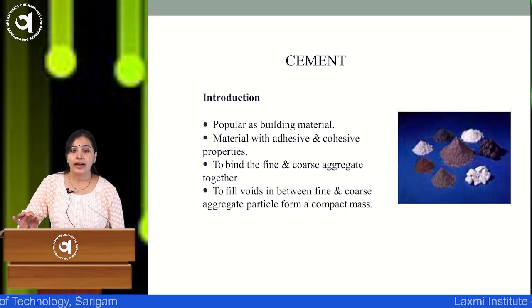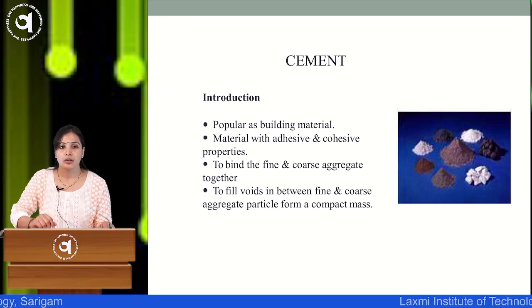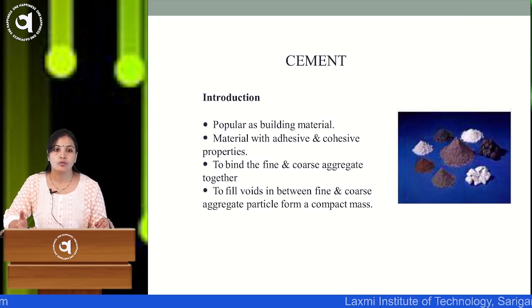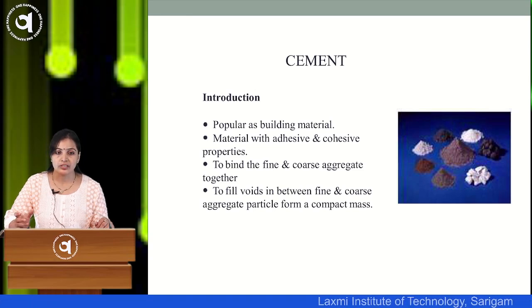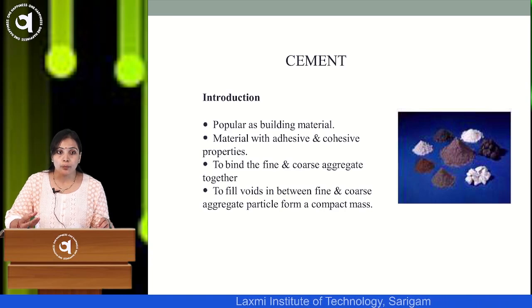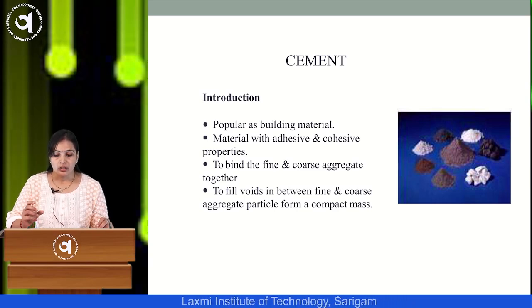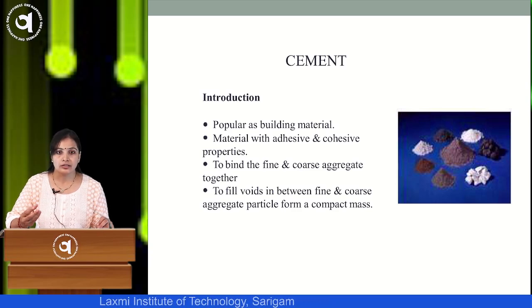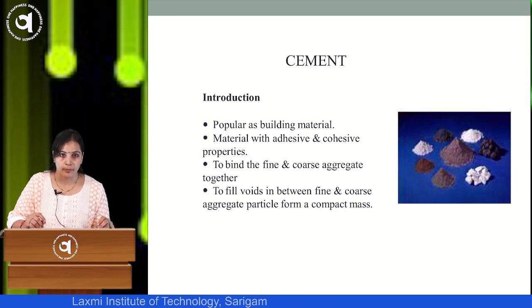It has adhesive and cohesive properties. So what do you understand by adhesive and cohesive properties? Adhesion and cohesion. If you go for liquids, mercury is the best example for cohesion. Mercury has attraction towards its own particles. When you see the mercury in the thermometer, it does not get attracted to the glass, but it's attracted towards its own material, and this is because of its cohesive properties.